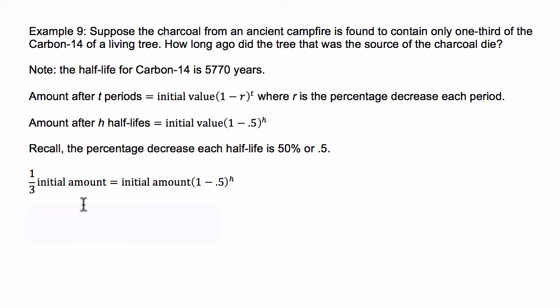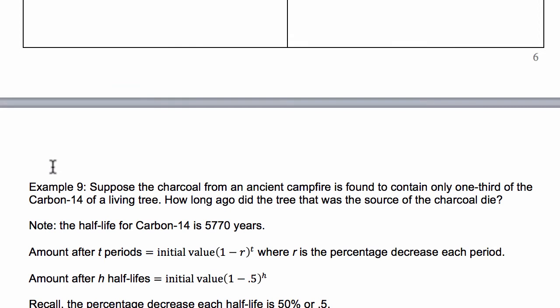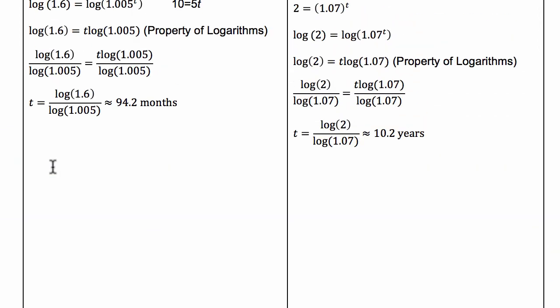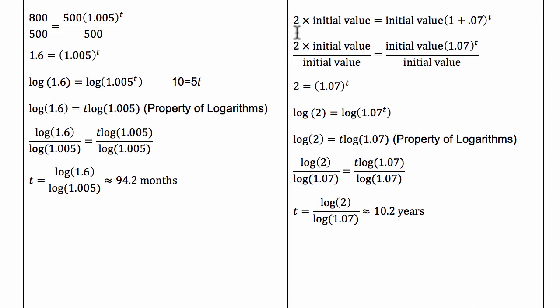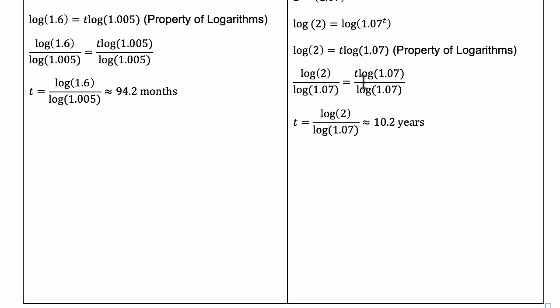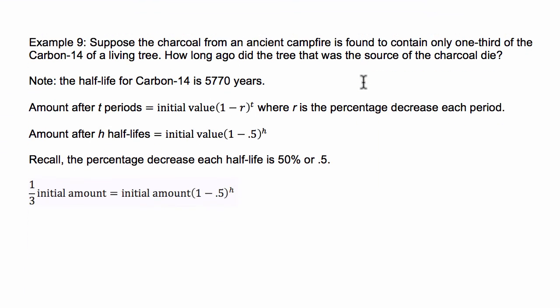When I substitute 1/3 of initial value in for the amount, I get the following equation. Notice this looks pretty similar to the equation I began with in example 8, where I had 2 times the initial value equals initial value times 1 plus 0.07 to the t. And notice the very next step was dividing both sides by initial value, which resulted in an equation with just one unknown. Let's do the same thing with our equation in example 9.